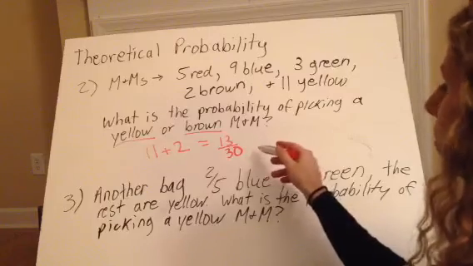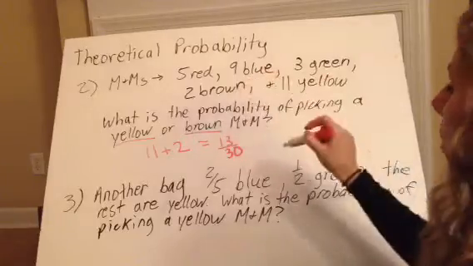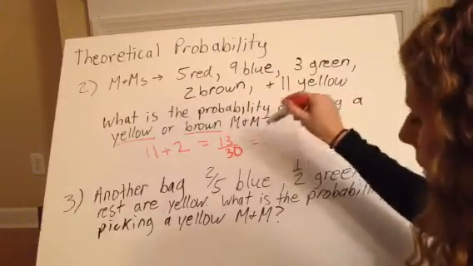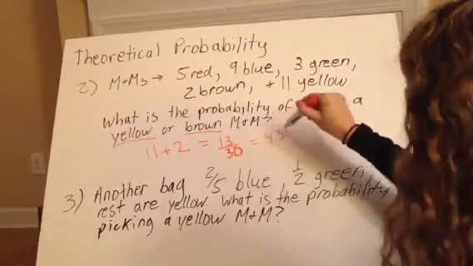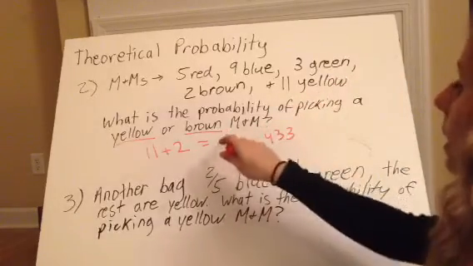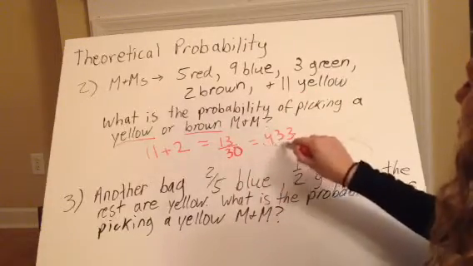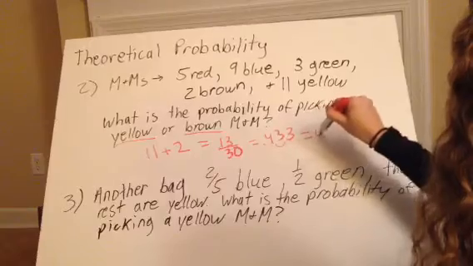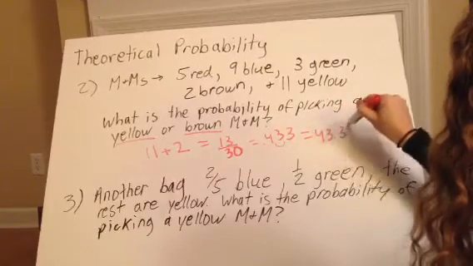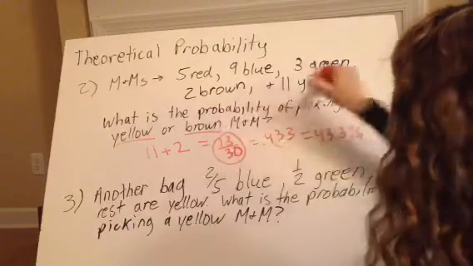If you were to make this a percent, you would divide 13 into 30, 13 divided by 30, which would give you 0.433, repeating. If you did that on your calculator, 13 divided by 30, make sure your 13 is first, then you would move the decimal 2 places, and that would be 43.3%. So either of these answers are acceptable.